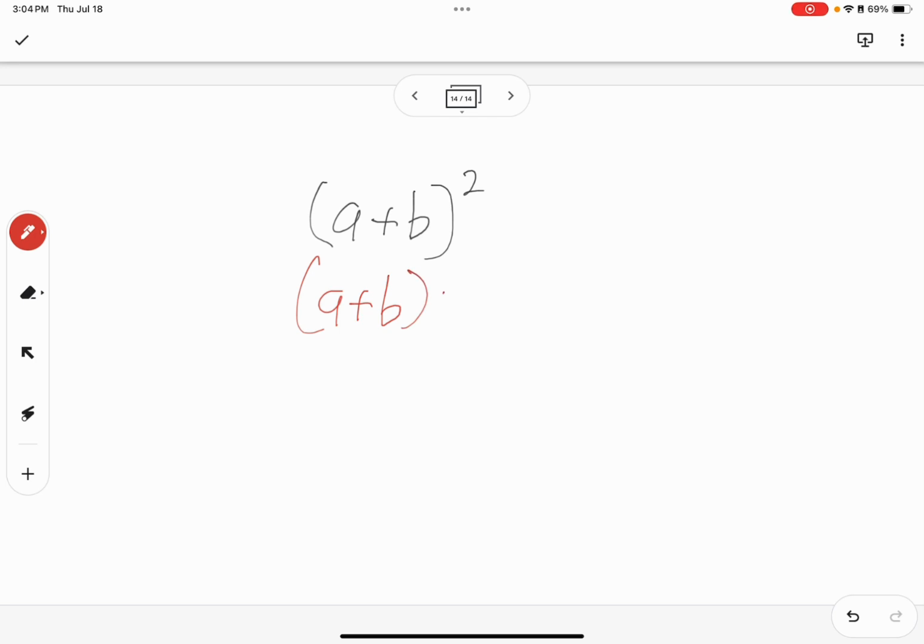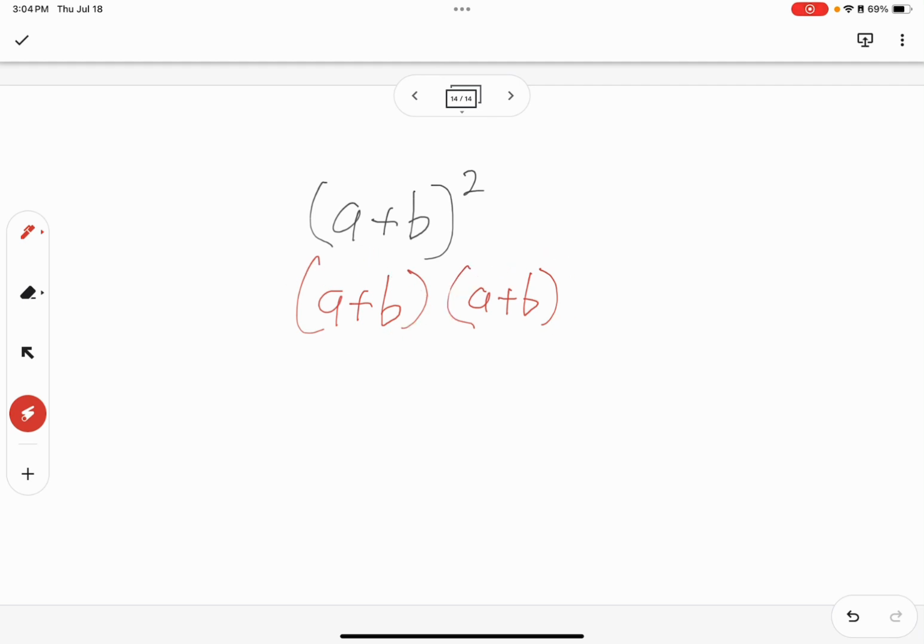times by, and we don't have to write that because, again, it's invisible. The default operation in algebra is multiplication, times by a plus b. Since we don't have to write the multiplication sign, we're not going to. So we've got quantity a plus b times by quantity a plus b. That's what this exponent of 2 means. We've got 2 of these being multiplied together.